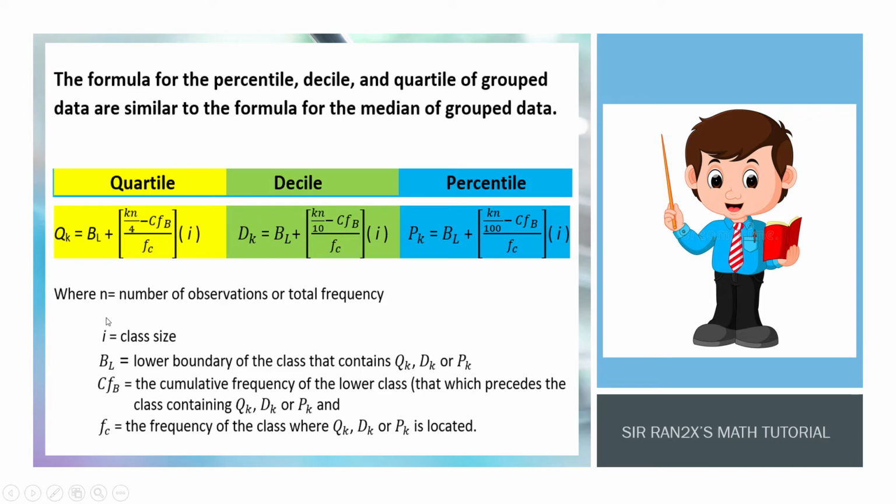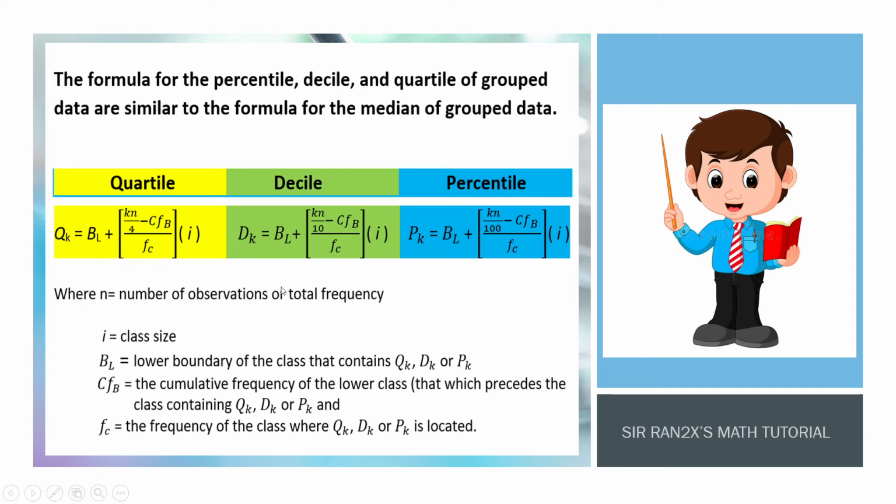Here n is the number of observations or total frequency, and i is the class size. B sub L is the lower boundary of the class that contains Q sub k, D sub k, or P sub k. Cf sub B refers to the cumulative frequency of the class that precedes the class containing Q sub k, D sub k, or P sub k. And finally, F sub C is the frequency of the class where Q sub k, D sub k, or P sub k is located.